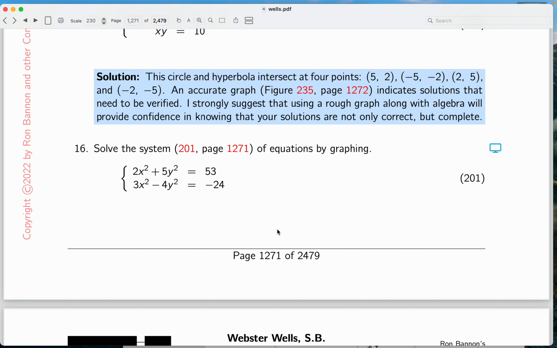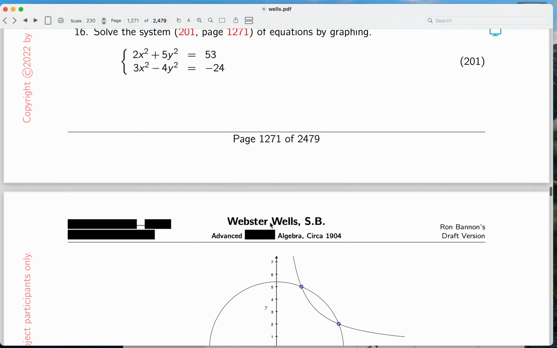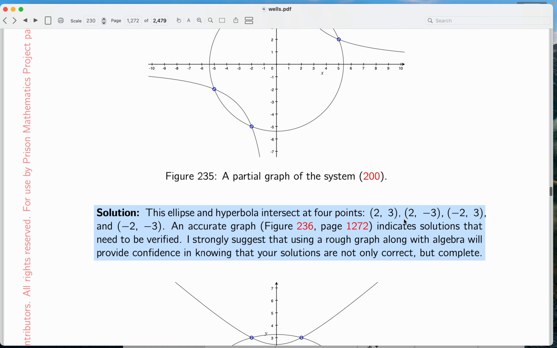Okay, you're going to graph the system out, and what are you going to see? You're going to see a hyperbola, and you're going to see an ellipse. After you do that, though, certainly I do recommend, as we've done in the past, to solve the system to find the points of intersection. And if you do solve that system, you're going to find out there's four points of intersection.